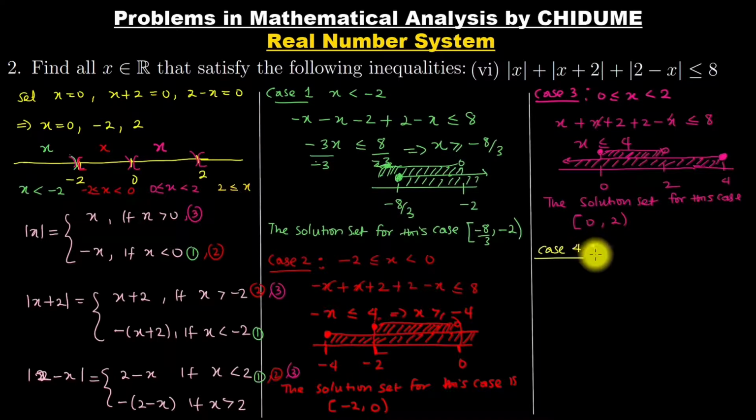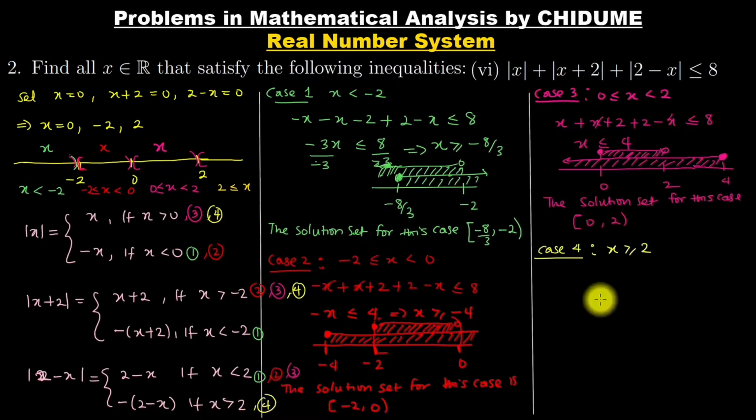Then for the last case, that's case 4, I want to consider the region where x is greater or equals to 2, or where 2 is less or equals to x. So if x is greater or equals to 2, definitely x must be greater than negative 2, and it also must be greater than 0. So this is for the fourth case, and this is for the fourth case, and also this is for the fourth case.